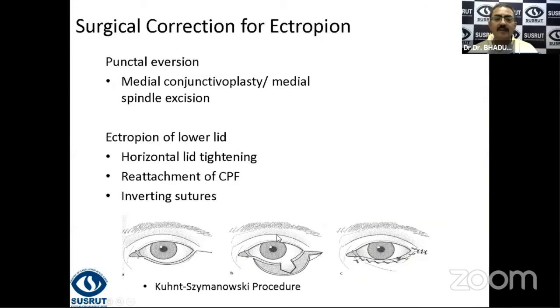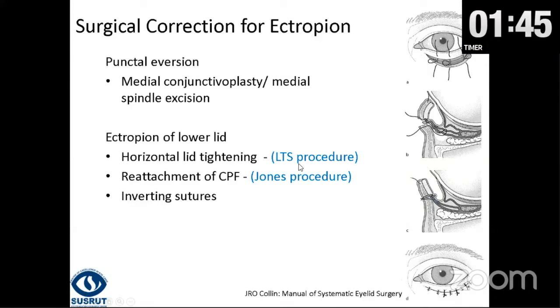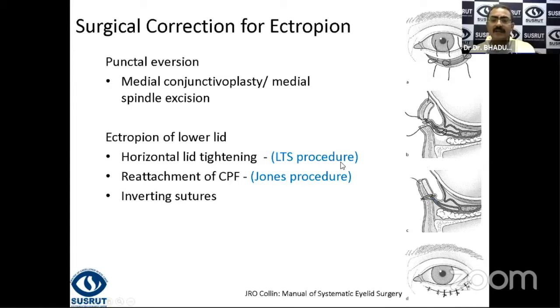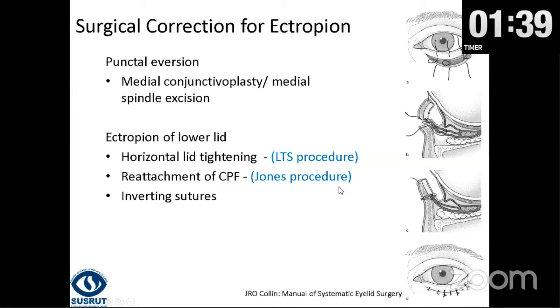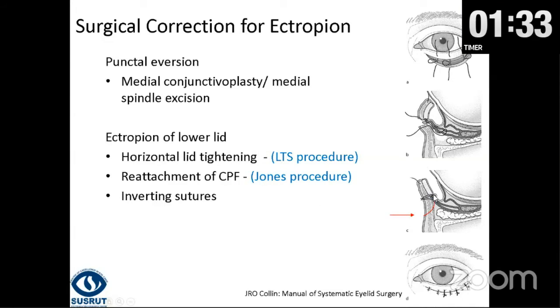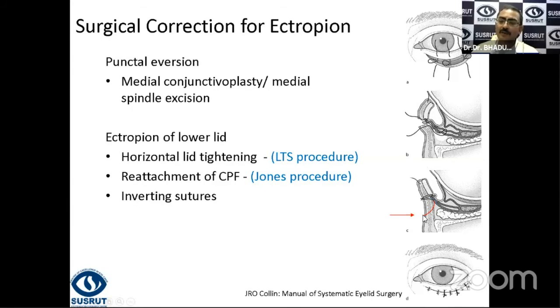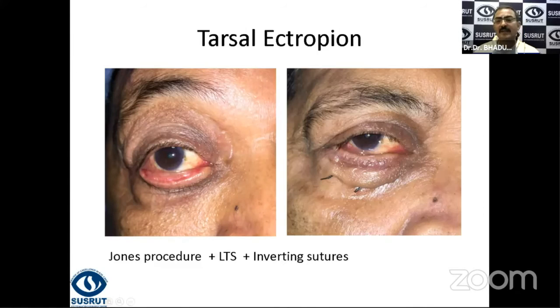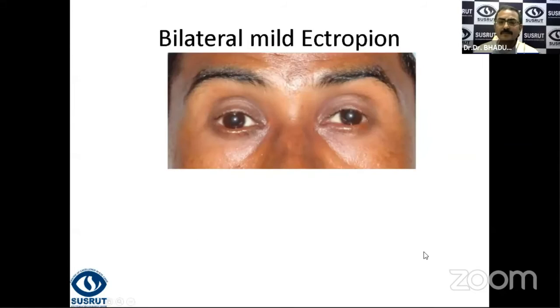So there used to be this historical surgery which didn't work well for me, but let's look at the other way of doing it. So do a horizontal lid tightening, that is LTS, and the Jones. So the same surgery that we did for entropion works the same here. The only difference is we add inverting sutures which go from close to the tarsal plate to further down along the lid margin. And this is how it works.